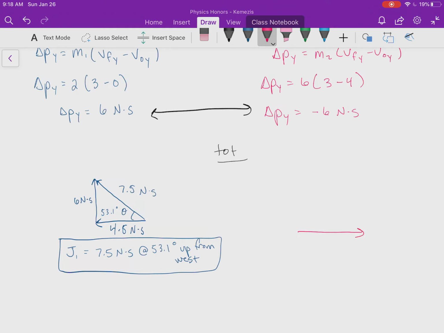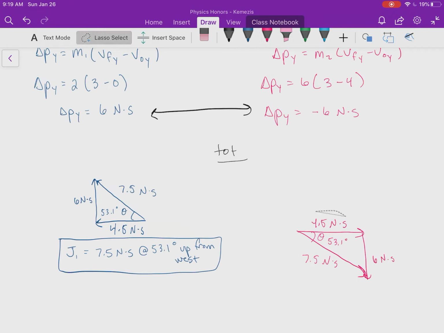Okay, so if we draw this second triangle, we are going to the right 4.5 Newton seconds, and we are going down, sorry, I wrote that on the wrong side. Let's go 4.5 Newton seconds, and if we go down, this is 6 Newton seconds. So these triangles are related to each other. If we do the same math, the square root of 6 squared plus 4.5 squared would get me 7.5. And if I found this angle here, my opposite side is still 6 and my adjacent side is still 4.5, I would get the same exact angle.